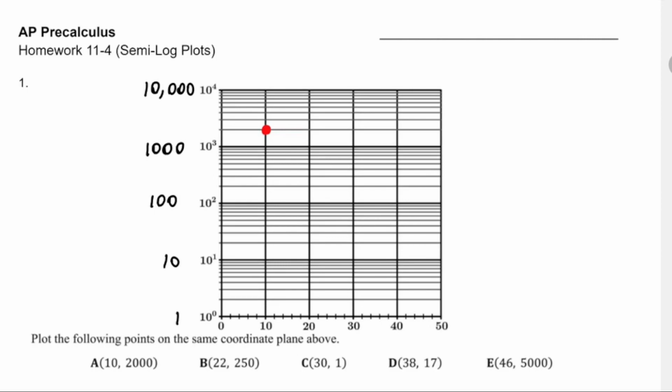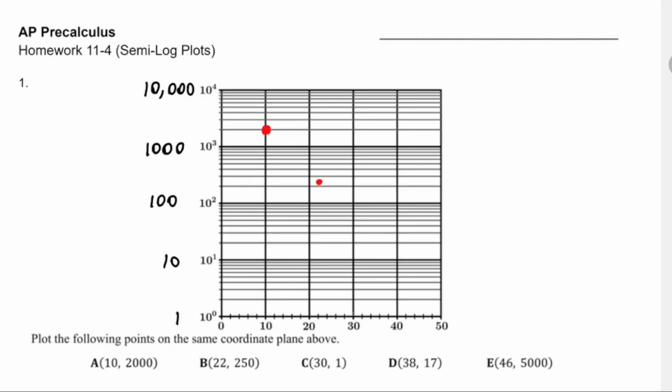22 and 250. Okay, looks like each of the tick marks on the x-axis is going to be 2. So 22 here, and then 250 would be, okay, 100. The next bar is 200. Halfway between that bar and the next one, that would be 250, I think. Now, it's probably not halfway, now that I think about it, because half is not exactly what we think it is on a semi-log plot. But in between those two lines, that's going to be good enough.